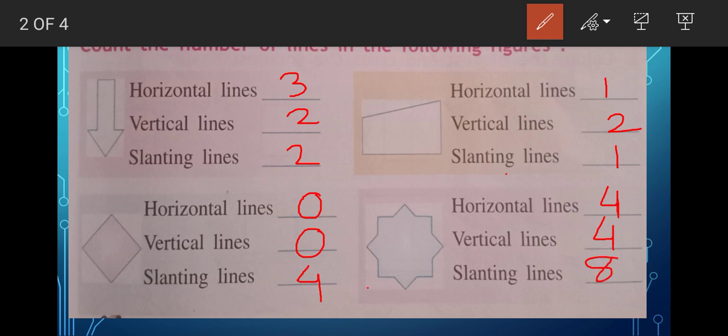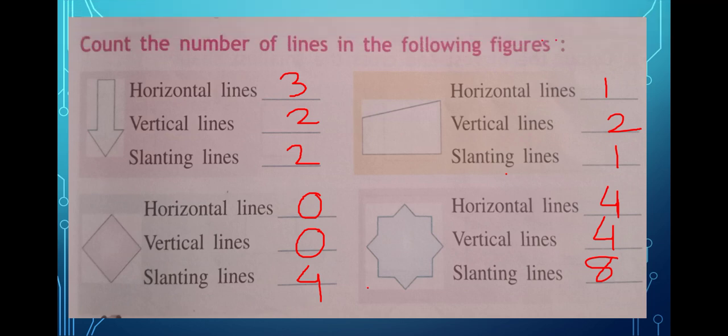Okay, children? Do you find any more lines? No, isn't it? 16 lines are there altogether. Let us count how many lines are there. 1, 2, 3, 4, 5, 6, 7, 8, 9, 10, 11, 12, 13, 14, 15, 16. Yes, 16. So now this is over.